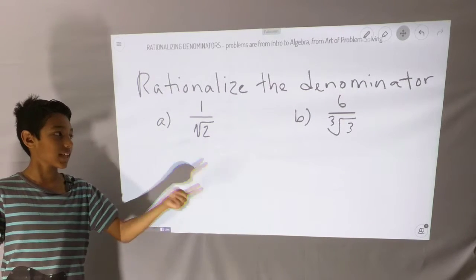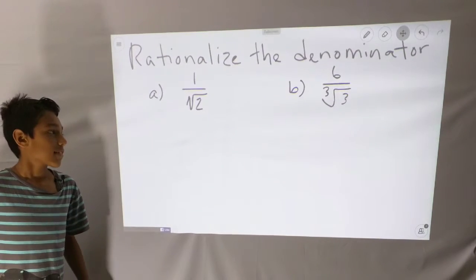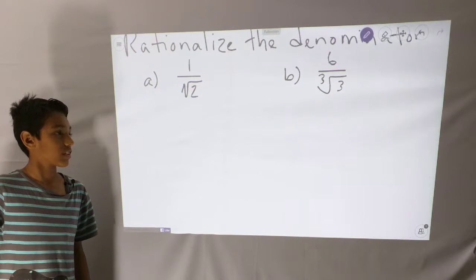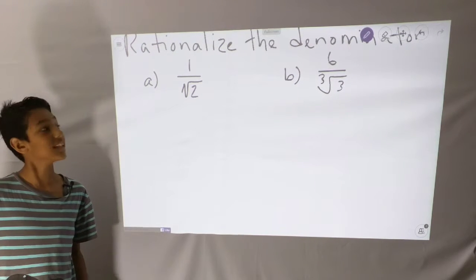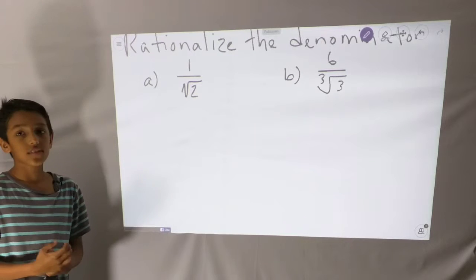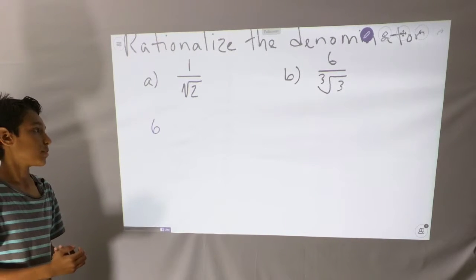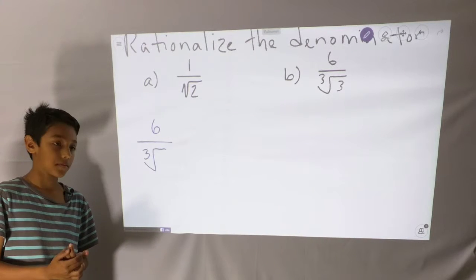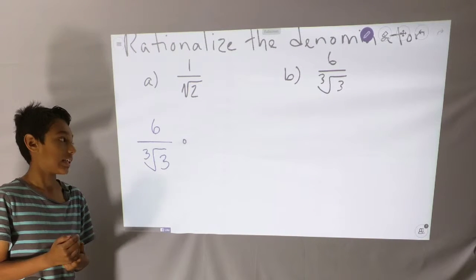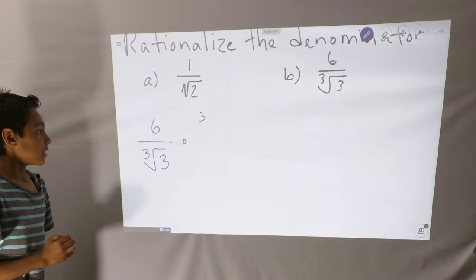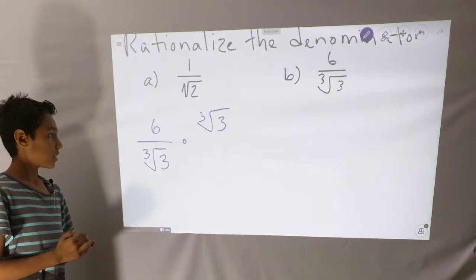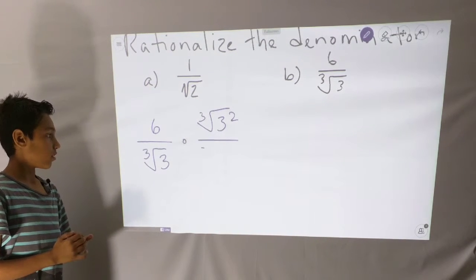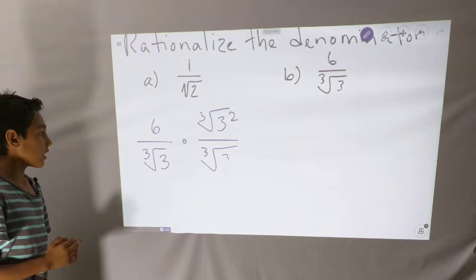So now we go to B. B is 6 over the cube root of 3. In order to rationalize the denominator, we need to multiply by the cube root of 3 squared, and you'll see why later. So times the cube root of 3 squared over the cube root of 3 squared.